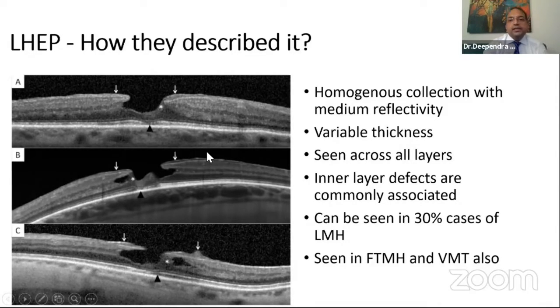Another feature they described was that it will have a variable thickness. At some portions it will be thick and other portions it will be thinner. And you will see it across all the layers.